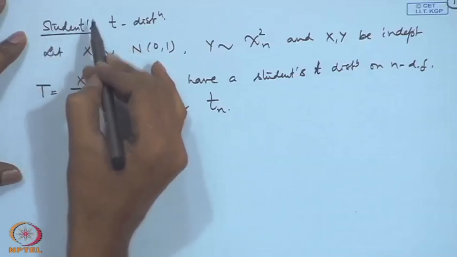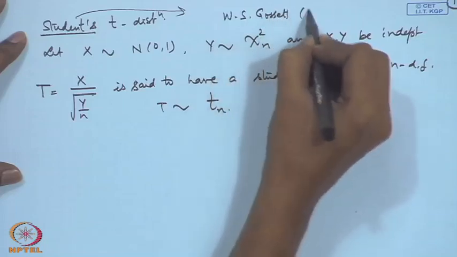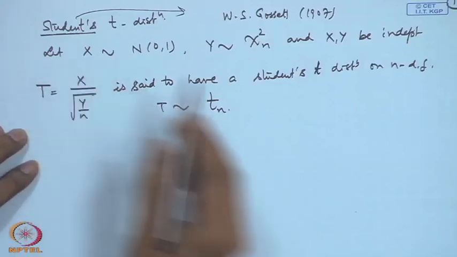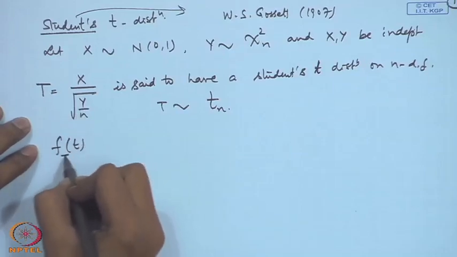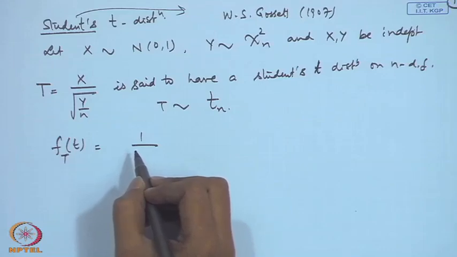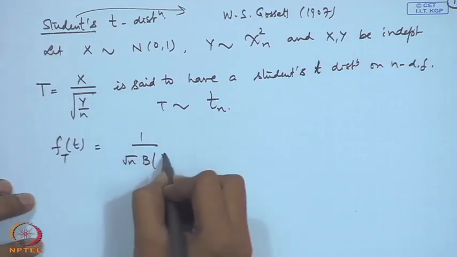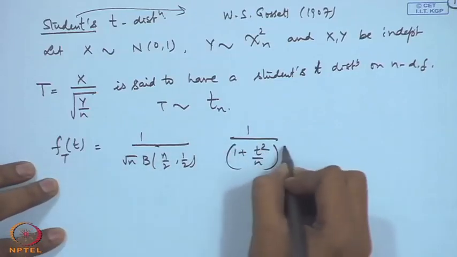This name student is actually because of the statistician W. S. Gossett, who gave it in 1907, but he worked in a brewery and he published under the pseudonym student. That is why it is called a student's t distribution. One can easily derive the density function of t, that is 1 by root n beta n by 2 half, 1 by 1 plus t square by n to the power n plus 1 by 2.